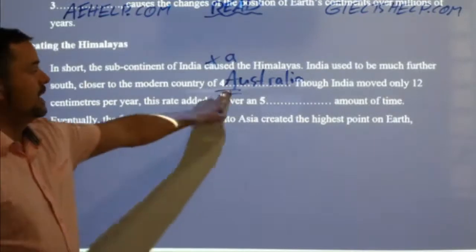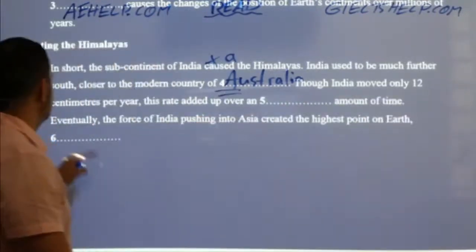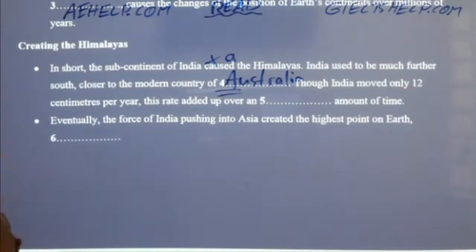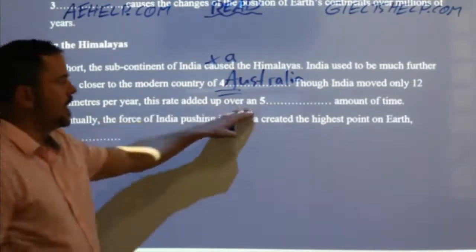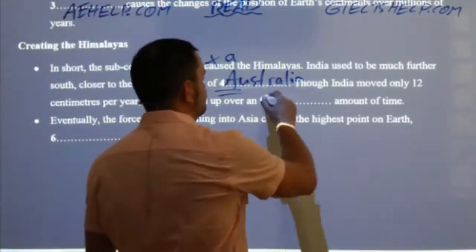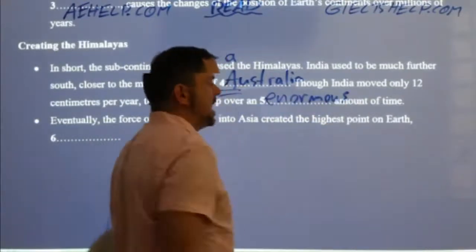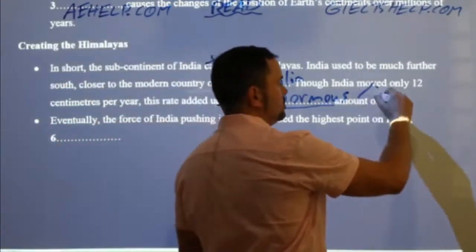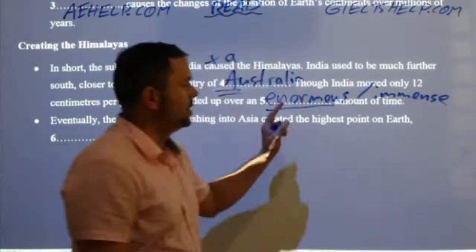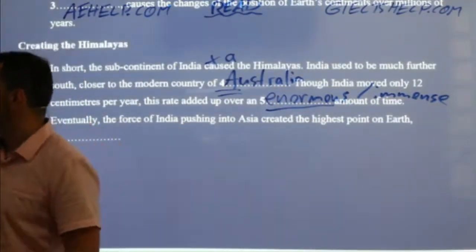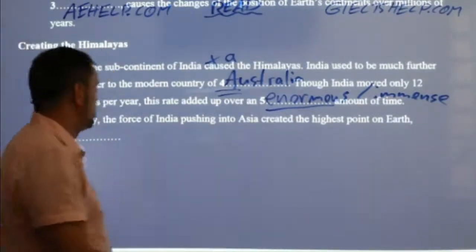Terrible. So, big A. Though India moved only 12 centimeters per year, this rate added up to over an something amount of time. So, this rate added up over an something amount of time. Yeah, enormous. Lydia is good. So adjective here for sure, enormous amount of time. Or there was another word there that they would take, which was immense. Okay, so enormous amount of time or immense amount of time. Both of those would be okay. So they used both, so in this case they would accept both.